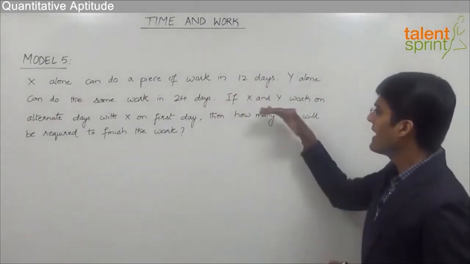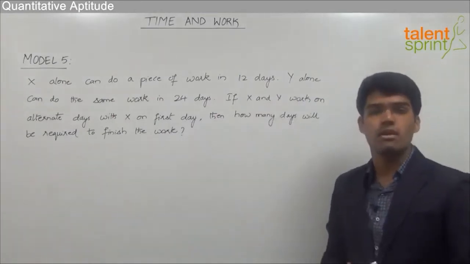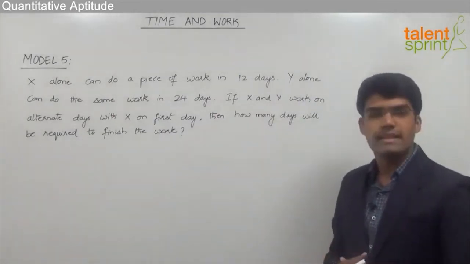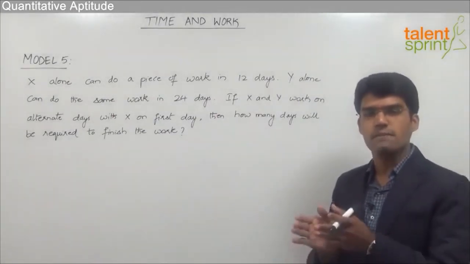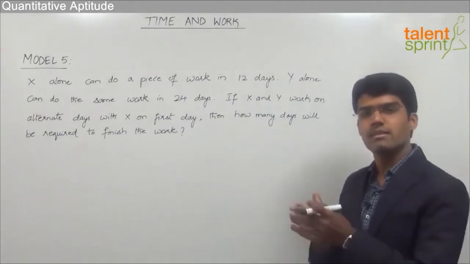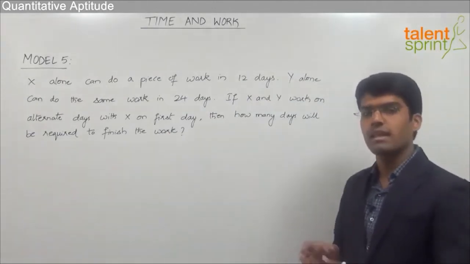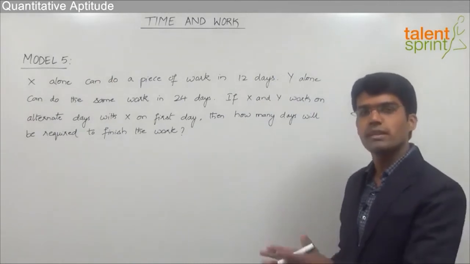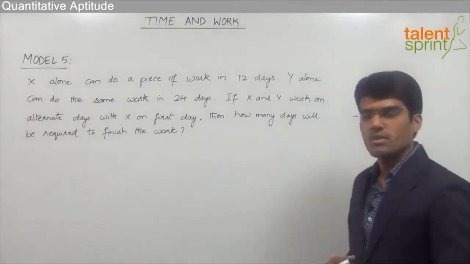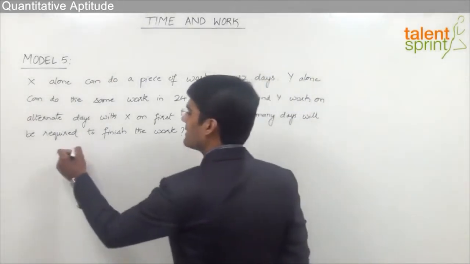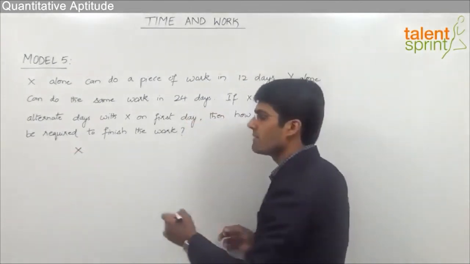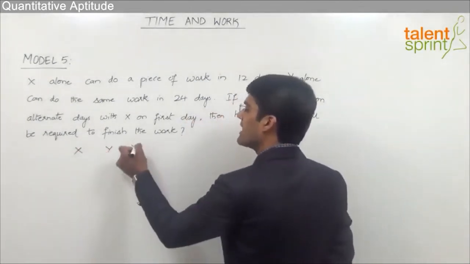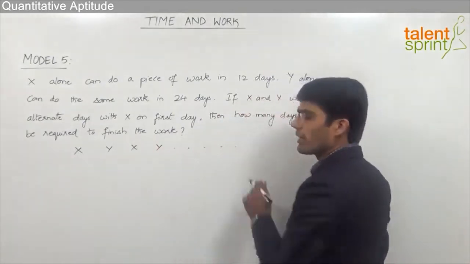Now here we find that X and Y are working on alternate days, starting with X on the first day. That means on the first day X alone works, then on the second day Y alone works, again on the third day X works, fourth day Y works, and so on. So if we try to observe, the pattern here starts with X working on the first day, then Y, then again X, Y, and so on.